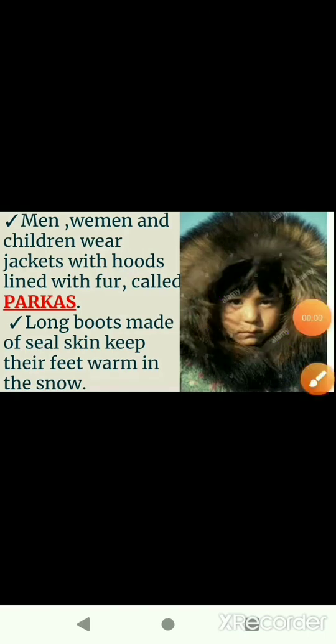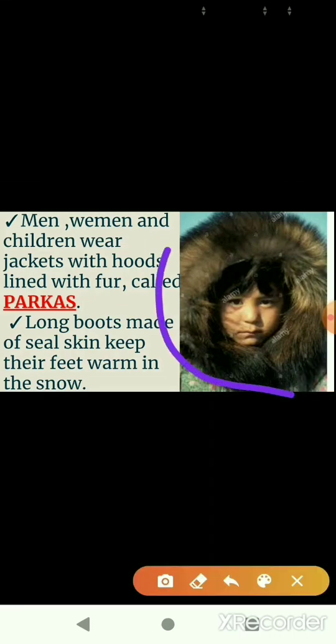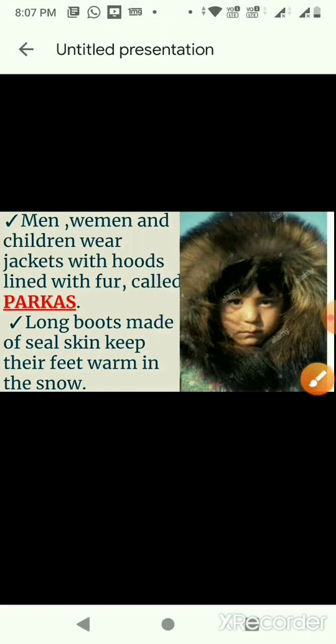That means they wear a jacket with a hood which covers the head and neck, with an opening for the face, as it is shown in the picture. They even wear long boots which are made up of seal's skin. They wear these boots to keep their feet warm in the snow.